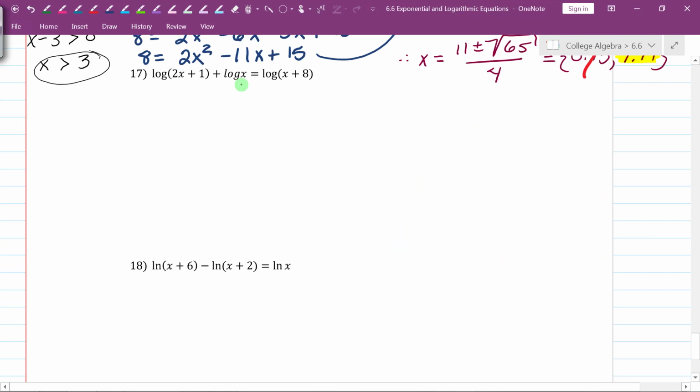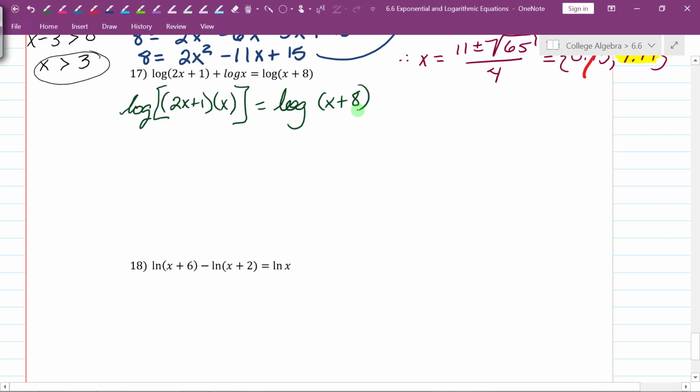Problem 17, we're going to approach the exact same way. You see that plus sign right there? We have the same base. It's all base 10. So we're going to say, I can put those together on the left-hand side. So I can rewrite this as log of 2x plus 1 times x is equal to log of x plus 8.